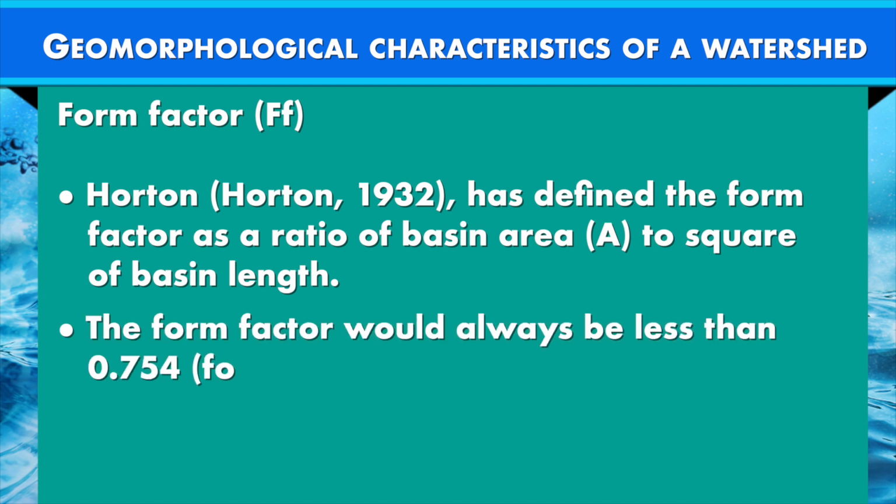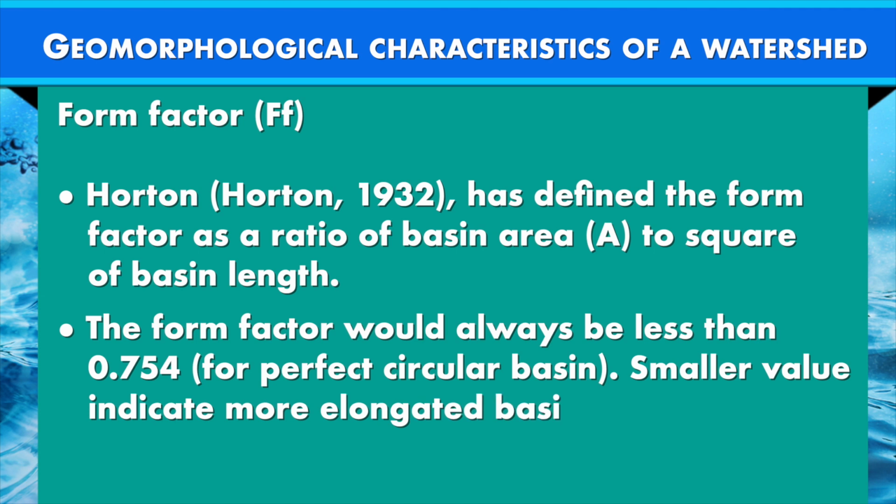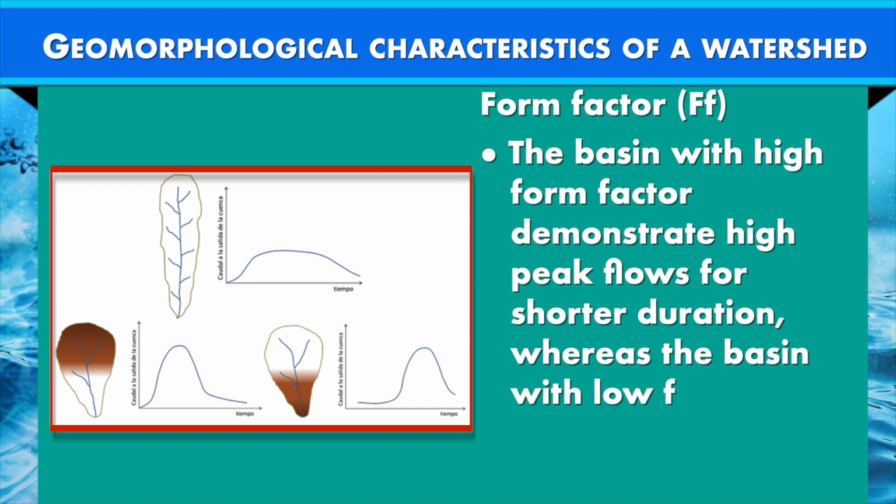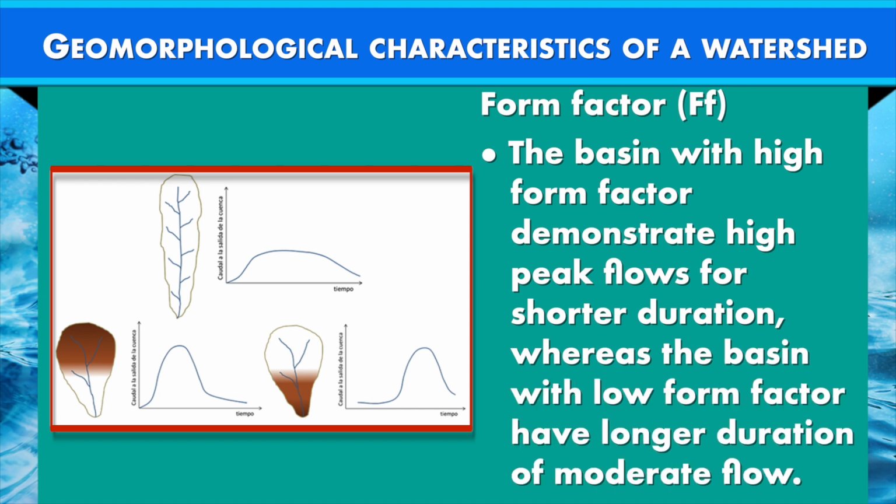For a perfectly circular basin, the form factor would always be less than 0.754. A smaller value indicates a more elongated basin. The basin with a high form factor demonstrates high peak flow for a shorter duration, whereas the basin with a low form factor has a longer, moderate flow duration.